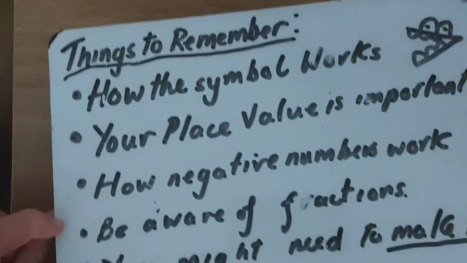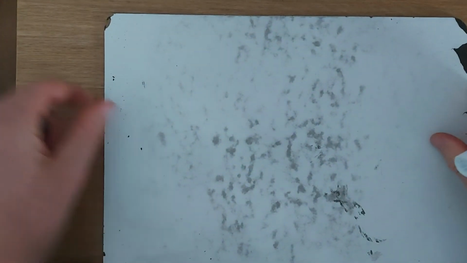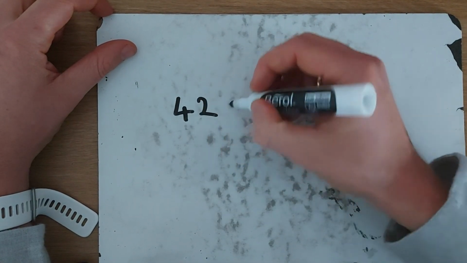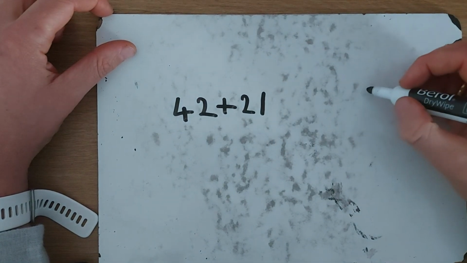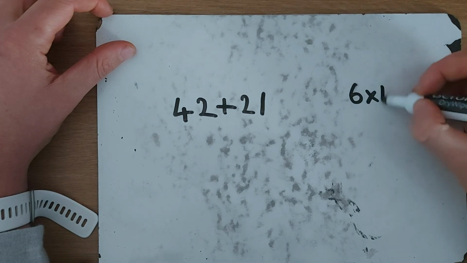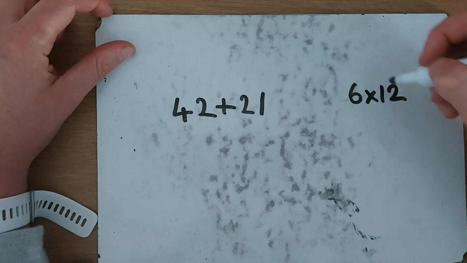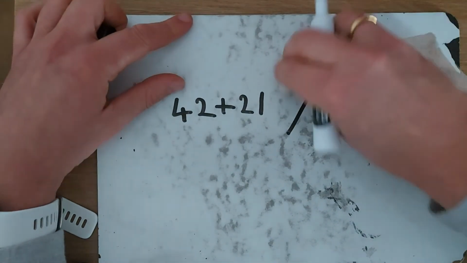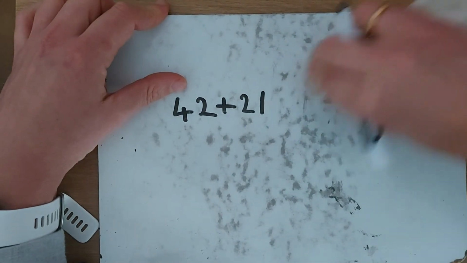And then, what did we say? You might need to make links. Yes, because the trickiest questions, I may have done like this: 42 plus 21, and then 6 times 12. And it'll be asking you, a bit like the equations, which way do you want your symbol? Does your greater than, less than symbol want to eat this number, or does it want to eat this number? Well, to work that out, you're going to have to make links.